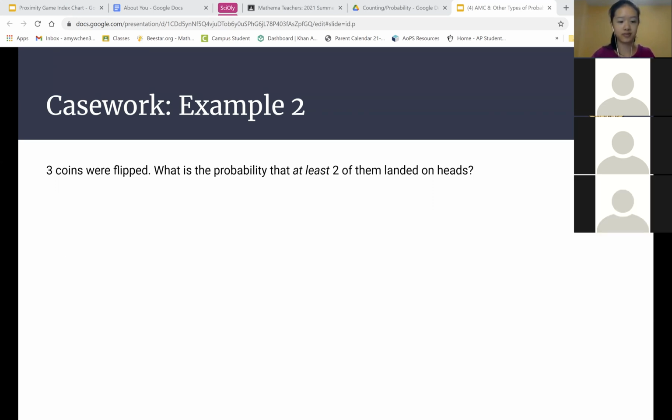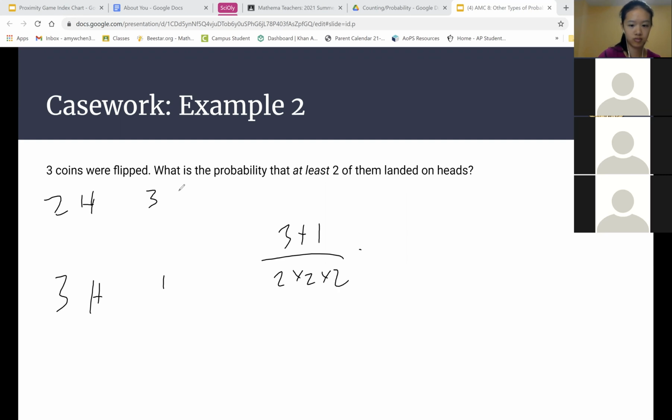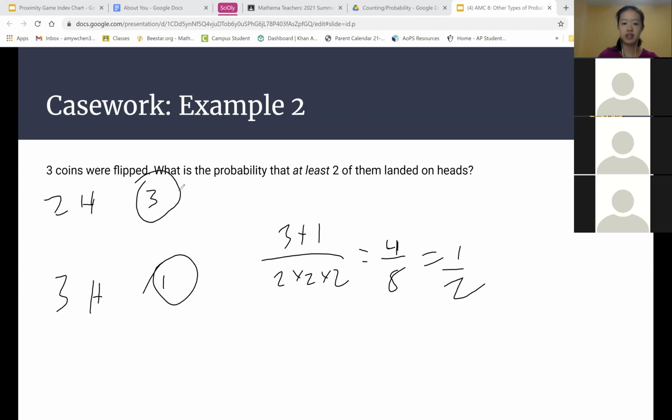Okay, so first I figured out how many ways there are to get 2 heads, that is 3, and then how many ways 3 heads can appear, that is 1, and 3 plus 1 equals 4. Then 2 times 2 times 2 equals 8, and 4 over 8 equals 1/2. Yeah, great job. What Manit did for this problem is he found the number of ways for each case that satisfied the problem, and then he added them up at the end and divided by the total outcomes. So good job, Manit.